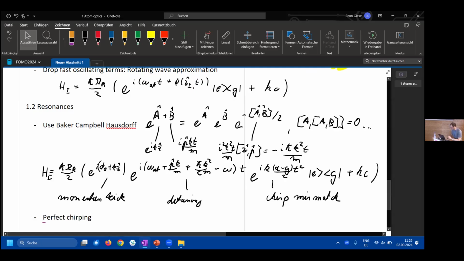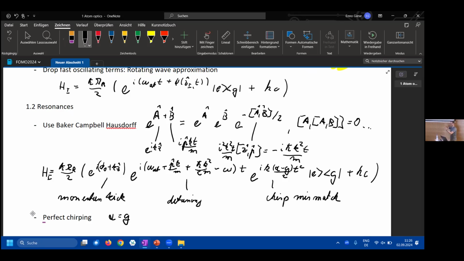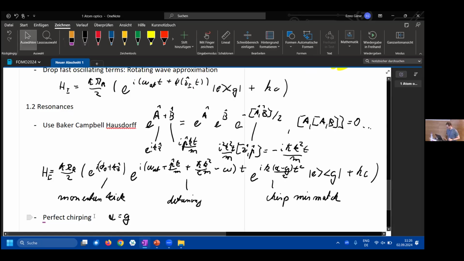And by this perfect chirping, so alpha is equal to g, we get rid of this quadratic term. And in principle, if all the rest can be neglected, we are always on resonance. We don't drop out of resonance during the interaction with the light. The second part is this momentum-dependent detuning. And let's study that closer.